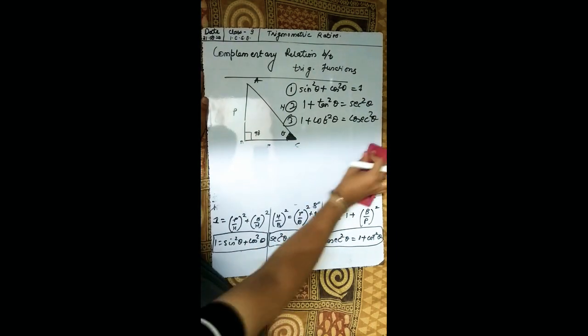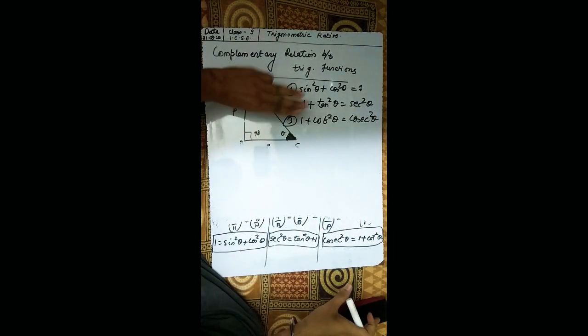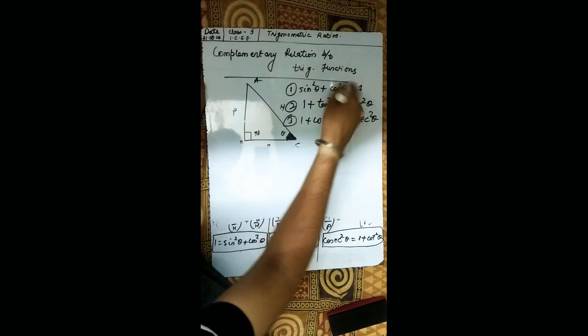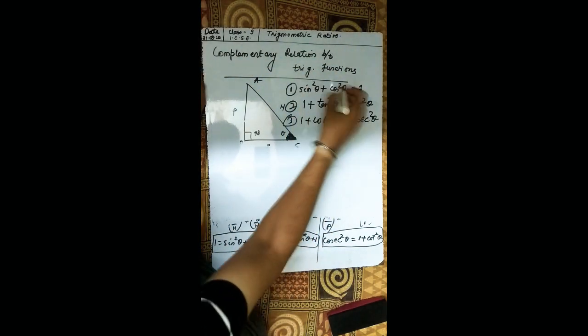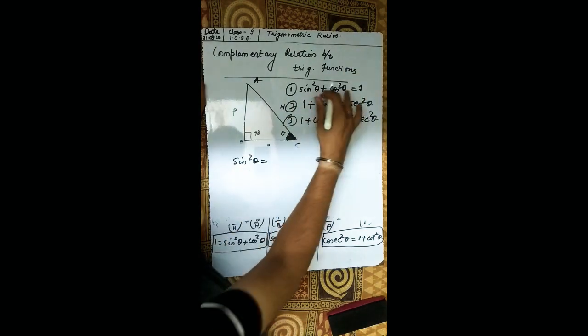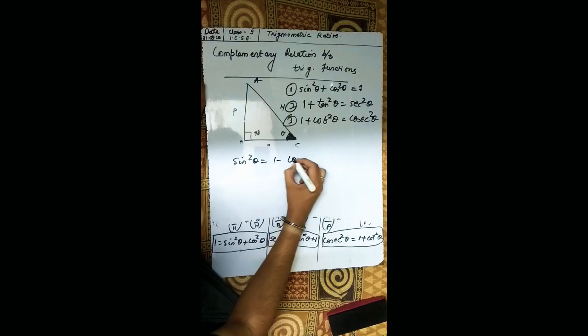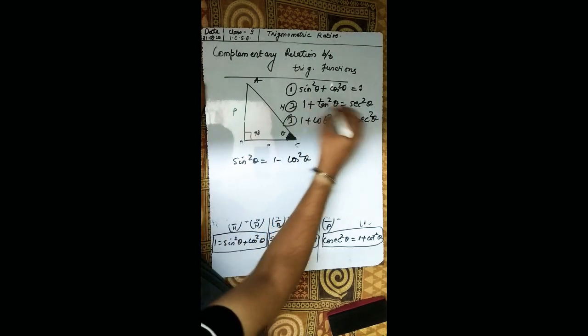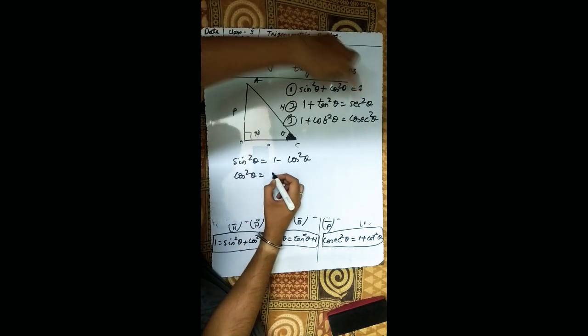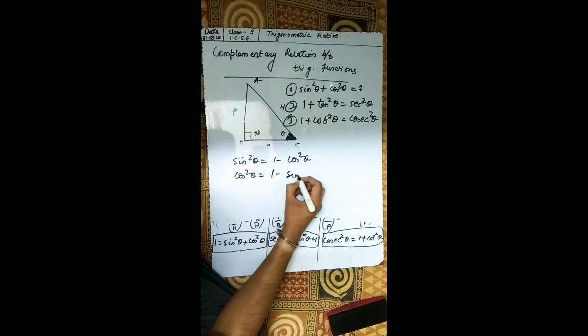Alright, now what happens? See, with these 3 identities you can make 9 identities. How? You're just moving the terms here and there. If I want to find the value of sine square theta, take cos square theta to that side. So 1 minus cos square theta. Similarly, if you want to find cos square theta, take sine square theta to that side. So 1 minus sine square theta.